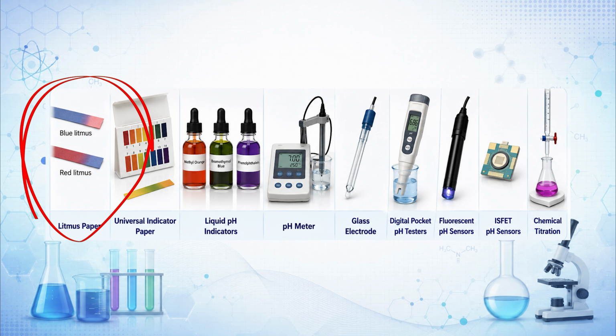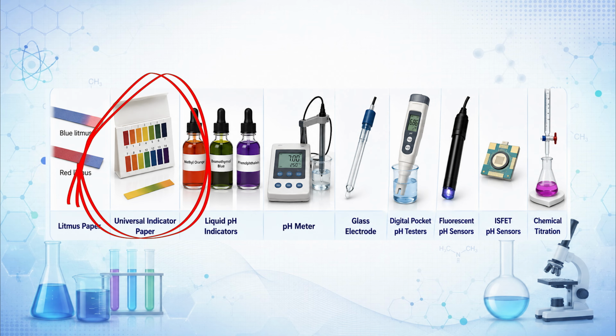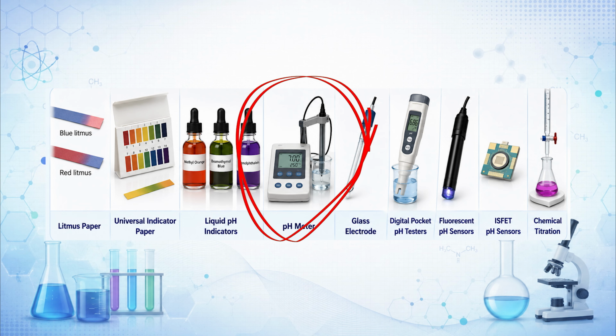Litmus paper changes color depending on acidity. Blue litmus turns red in acid. Red litmus turns blue in base. Universal indicators show many colors, allowing us to estimate exact pH. For high accuracy, usually a pH meter is used.